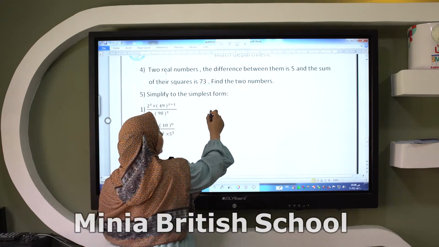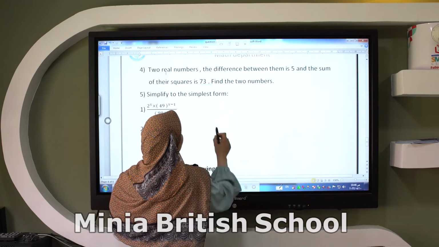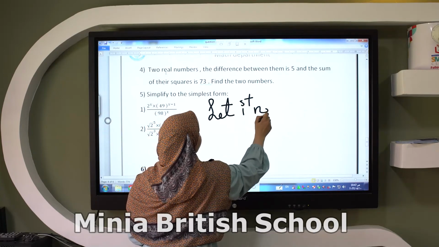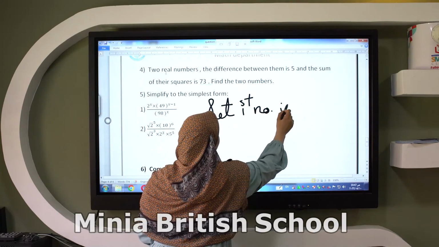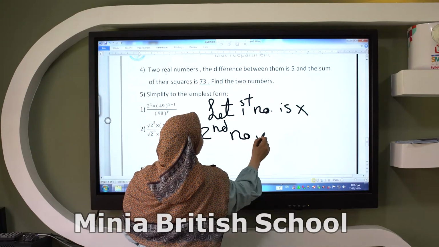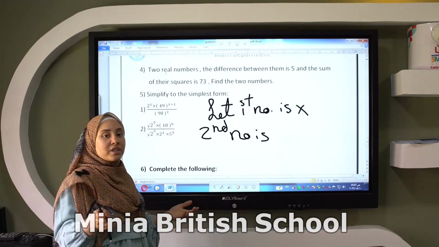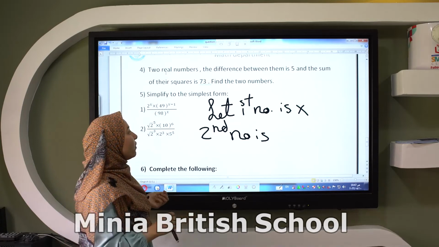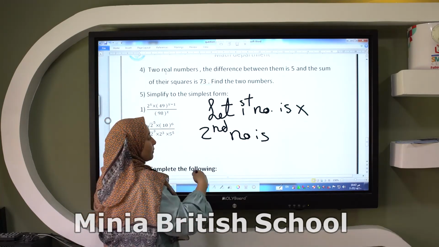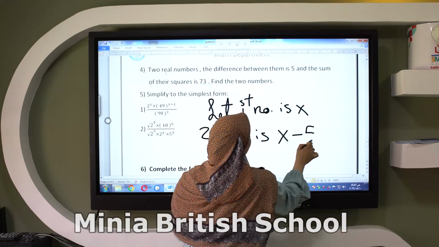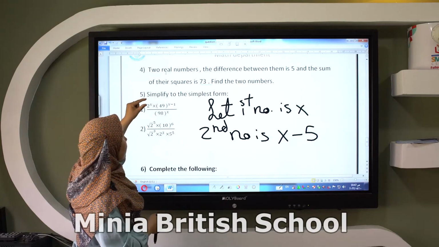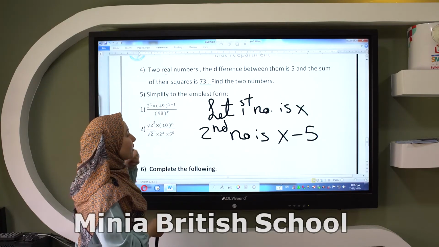So okay, let the first number be x. The second number is what? Their difference equals 5. Okay, so the second number equals x minus 5. The sum of their squares is 73.